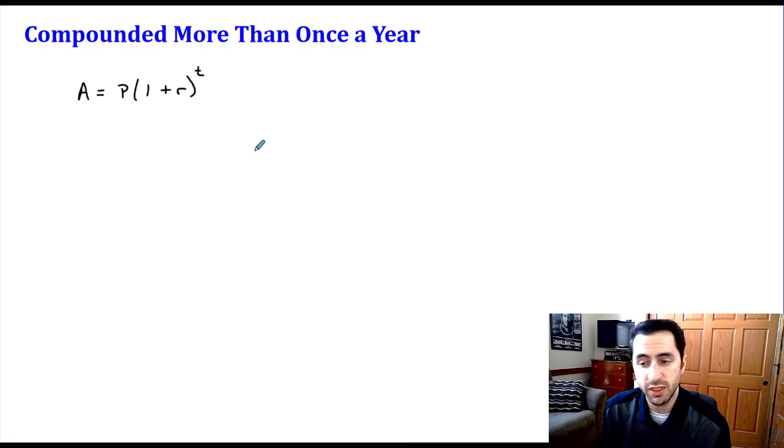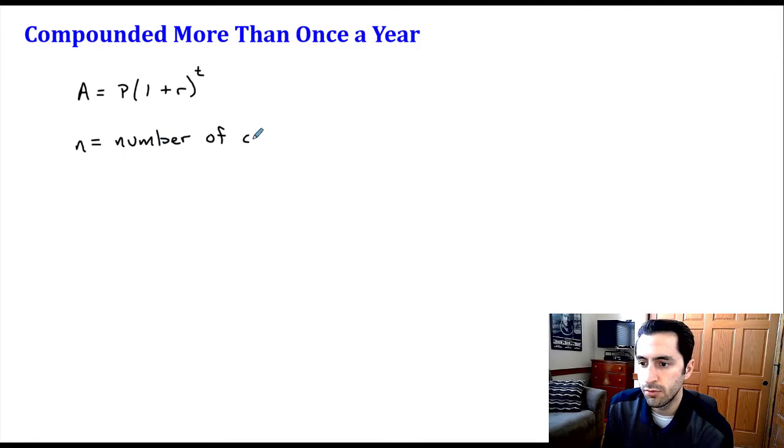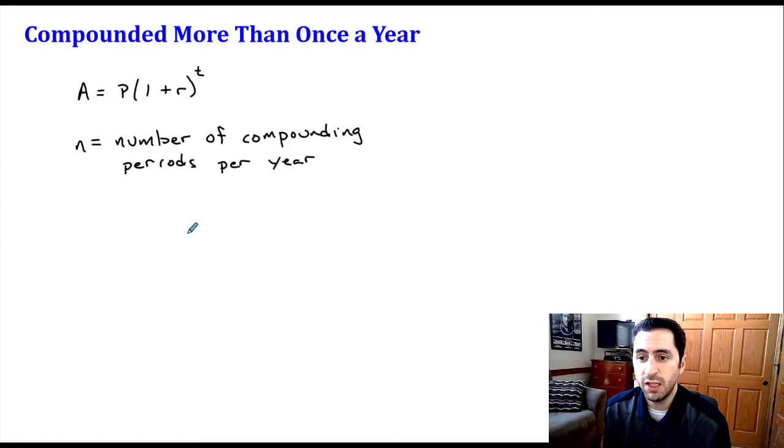Now there's two adjustments we need to make. And to do that, we're going to have to introduce another variable. So we're going to introduce the variable n. And n is going to represent the number of times our interest is compounded per year. So, for example, if my interest is compounded monthly, n would be 12 since there are 12 months in a year. If my interest is compounded daily, I would use 365. If my interest was compounded quarterly, n would be 4 since there are 4 quarters in a year.